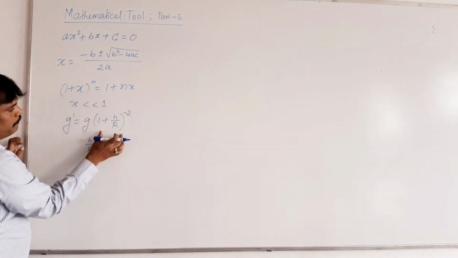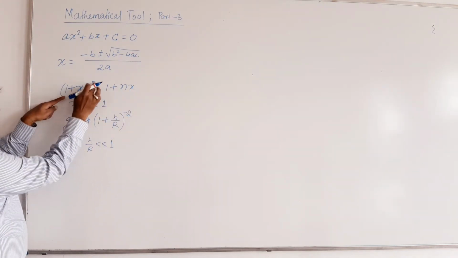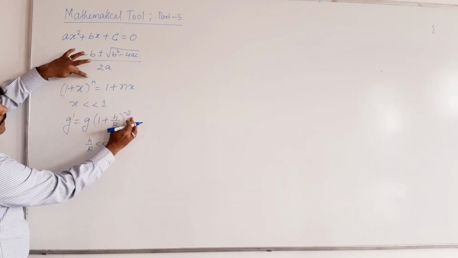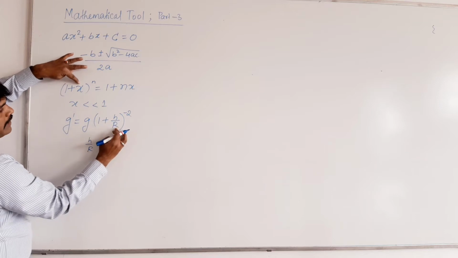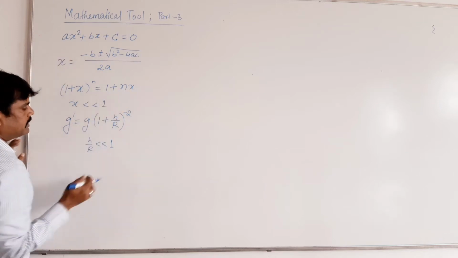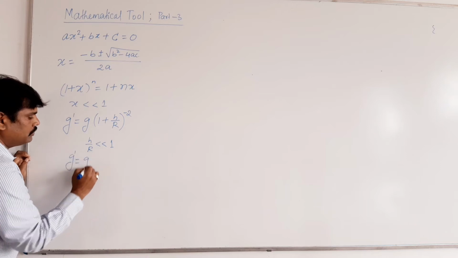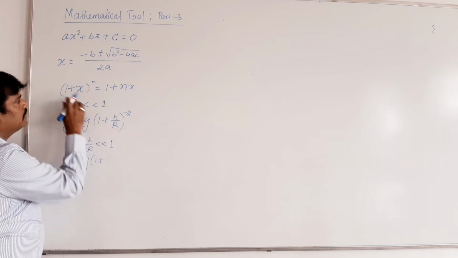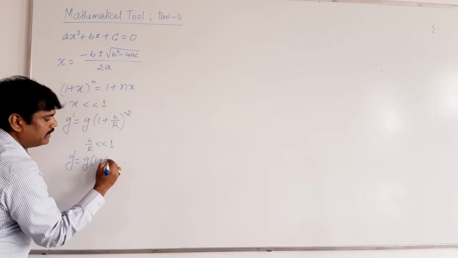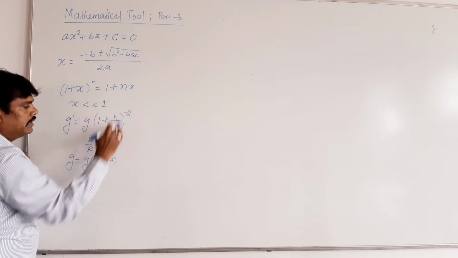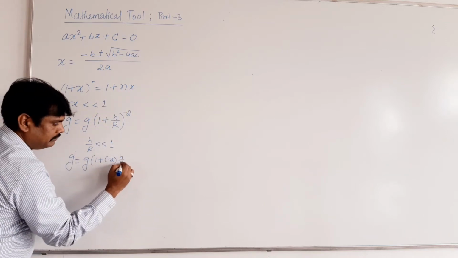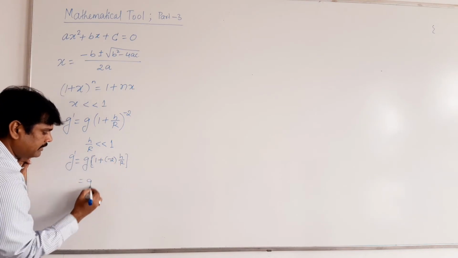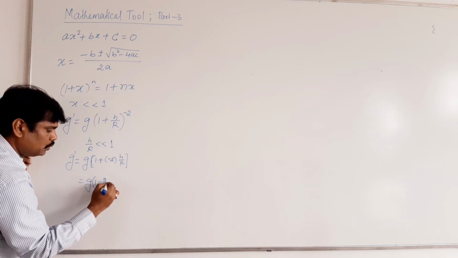Okay, so compare these two. Exactly similar. 1 plus x to the power of n means 1 plus h by r whole to the power of minus 2. So n is replaced by minus 2, x is replaced by h by r, and 1 is 1 only. Use this condition to simplify. You can write g dash is equal to g of 1 plus n is minus 2, x is h by r. Clear now? Here minus of plus is minus, which can be written as g of 1 minus 2h divided by r.